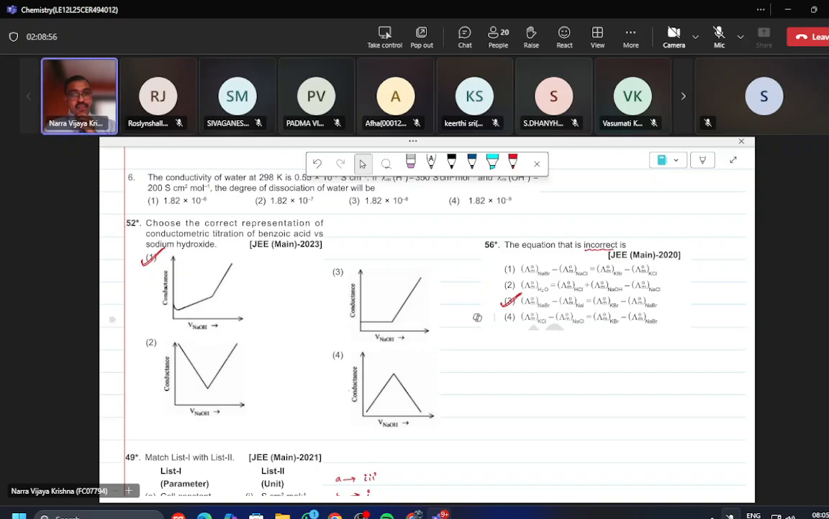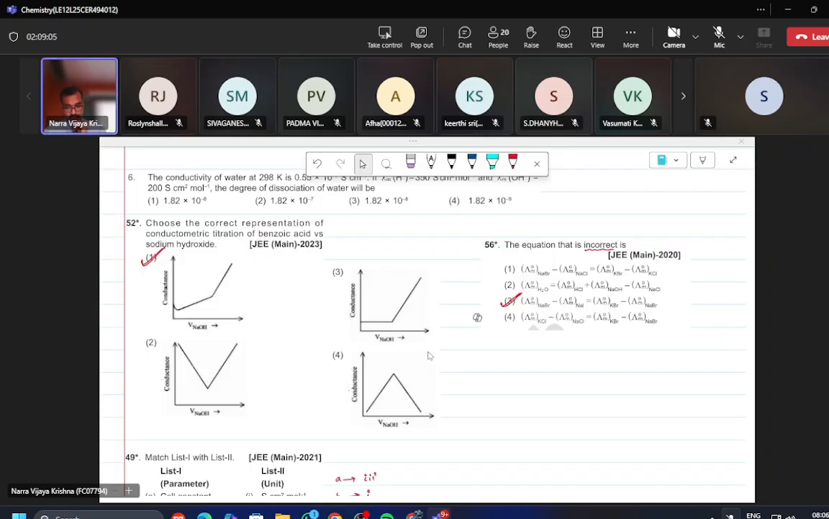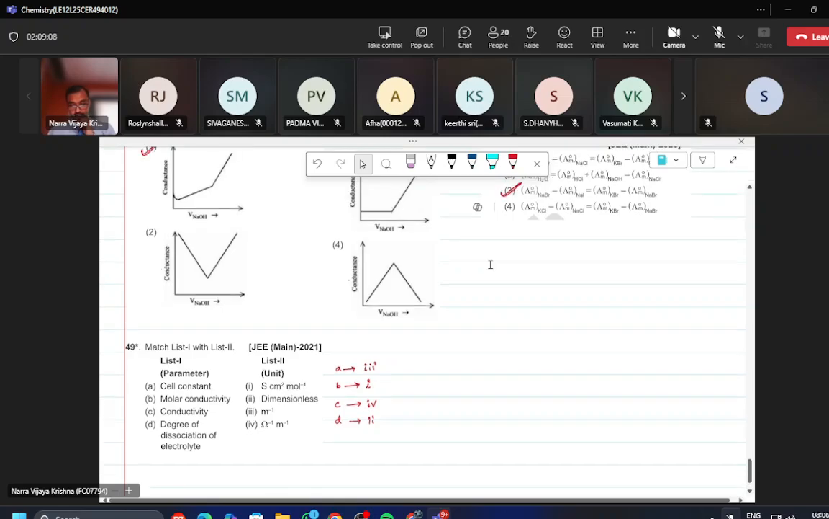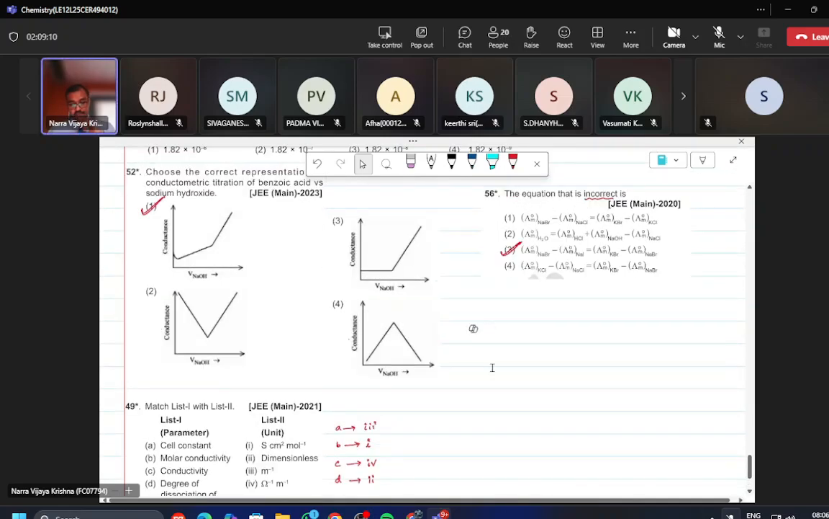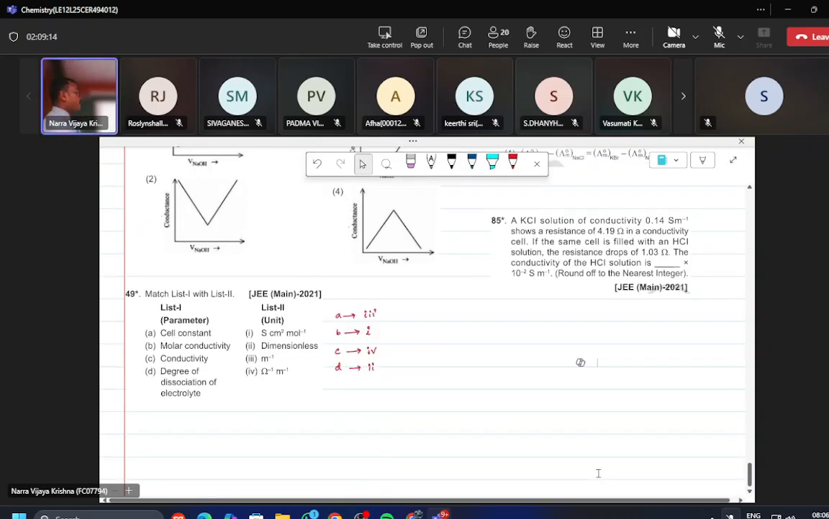Question number 85, sir. Solve this one. A KCl solution of conductivity 0.14 Siemens per meter shows a resistance of 4.19 ohm in a conductivity cell. If the same cell is filled with an HCl solution, the resistance drops to 1.03 ohm. The conductivity of the HCl solution is.